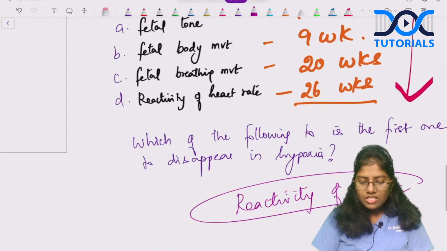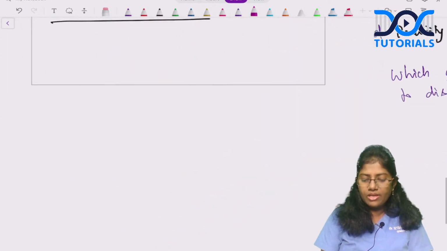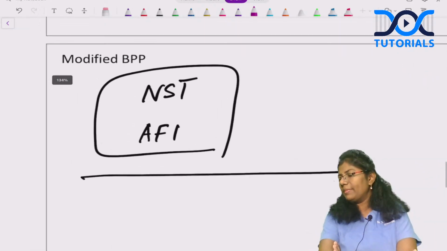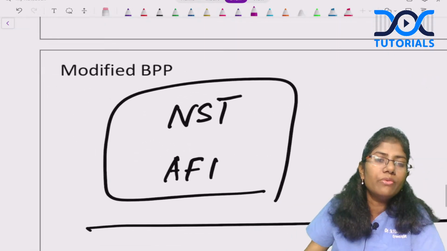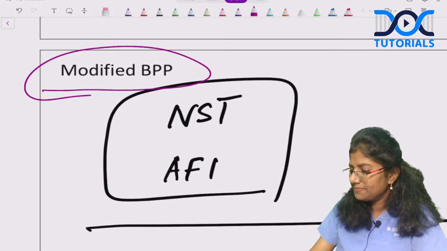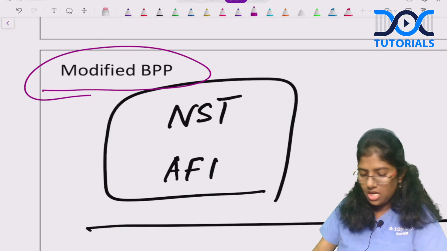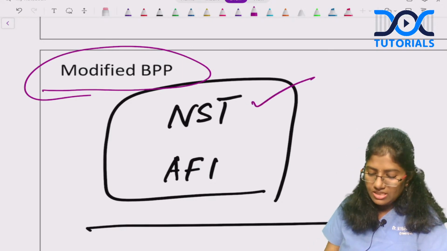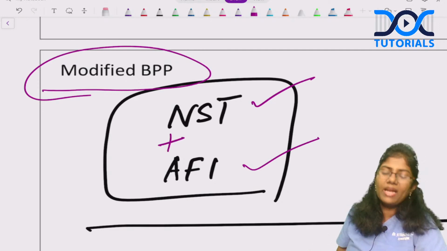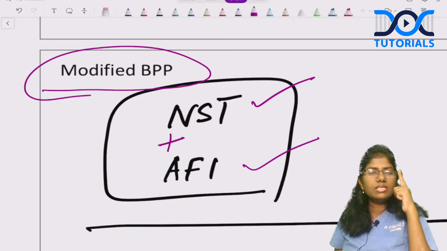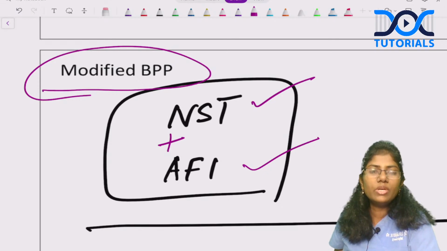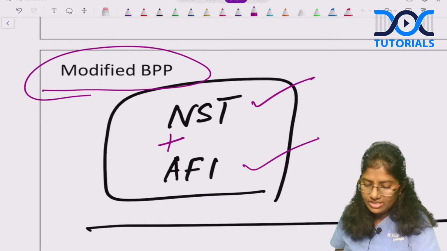Last, we have the modified biophysical profile. What is the modified biophysical profile? NST plus AFI. The modified biophysical profile has only two parameters, and they are NST and AFI.